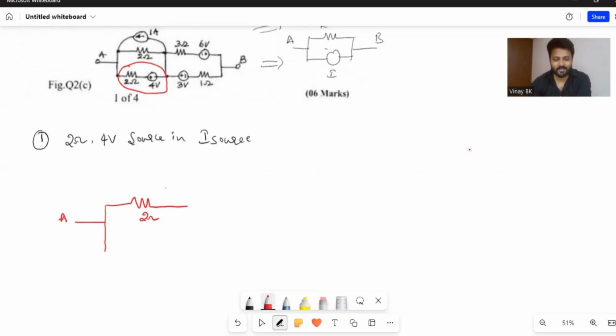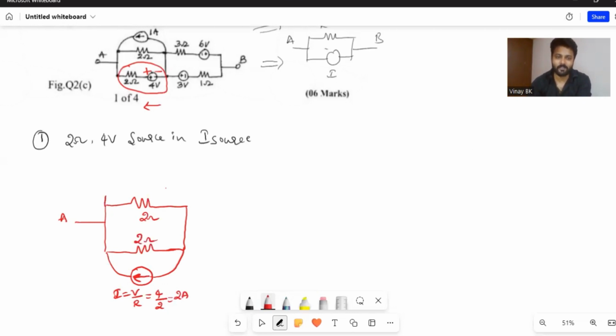So it becomes a 2 ohm resistor in parallel with a current source, and the direction of this current source you can see here, plus minus you have. So tail end indicates negative, arrow end indicates positive. So obviously current direction is from B to A. So the direction of current is B to A. This I is given by V divided by R, whereas voltage is 4 and resistance is 2. You can get 2 ampere of current along with the 2 ohm of resistor.